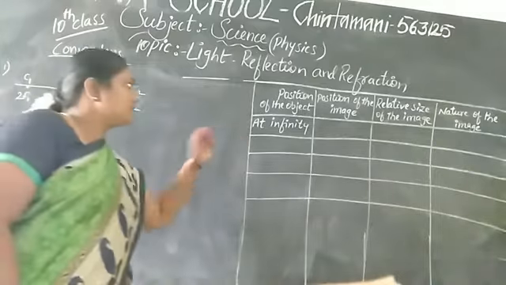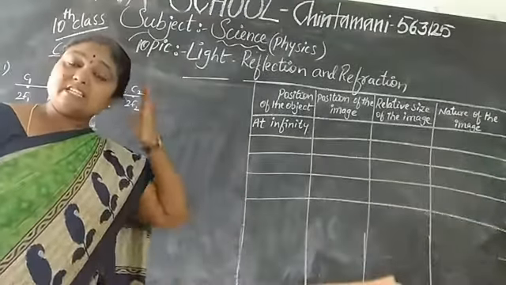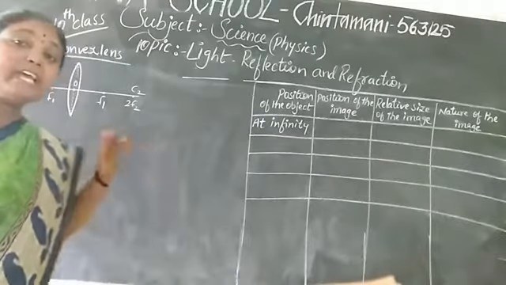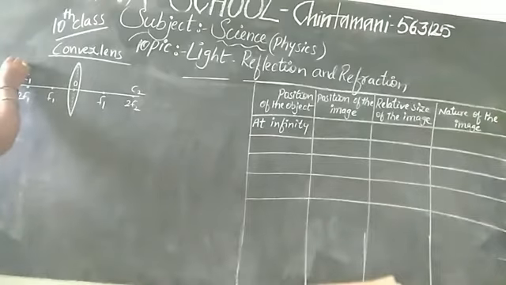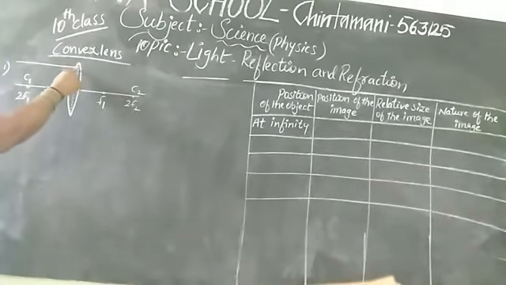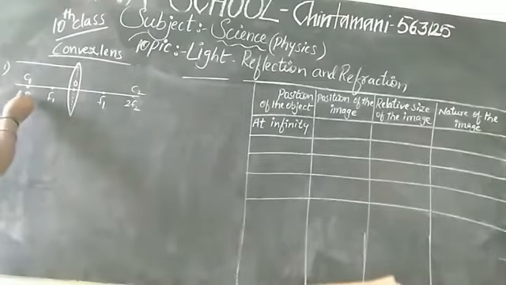So what is our first case? When the object is at infinity. Infinity means from where we have to take. So the rays are coming like this. Up to the aperture we have to stop, children. There itself the deviation starts. That means the refraction will start.